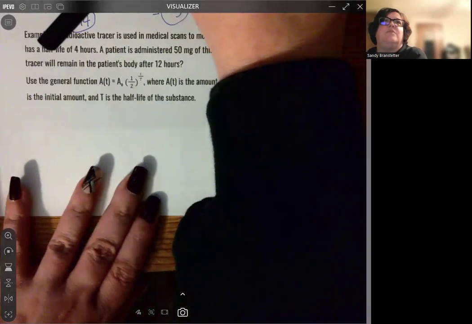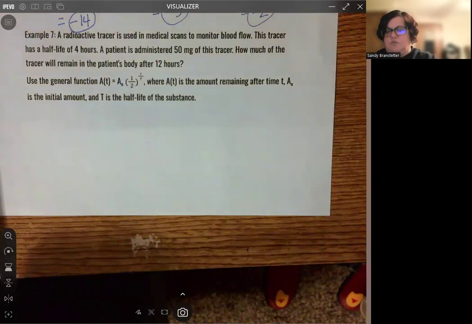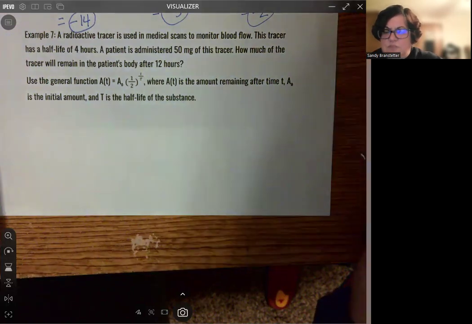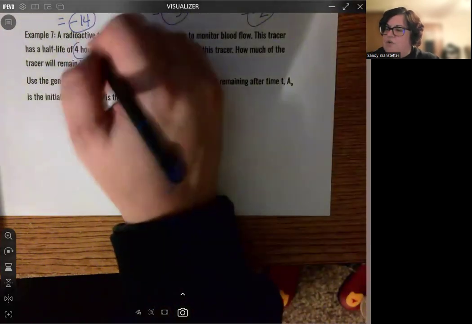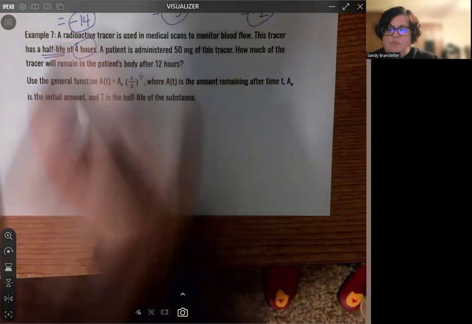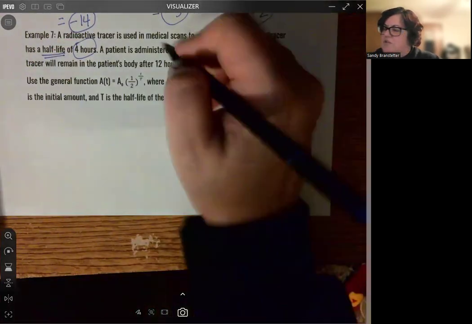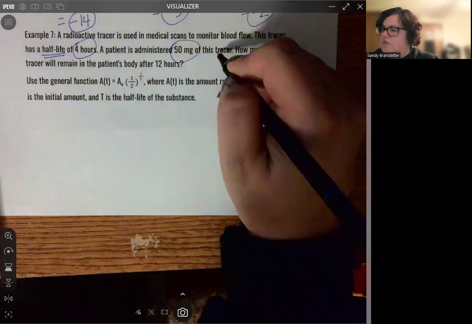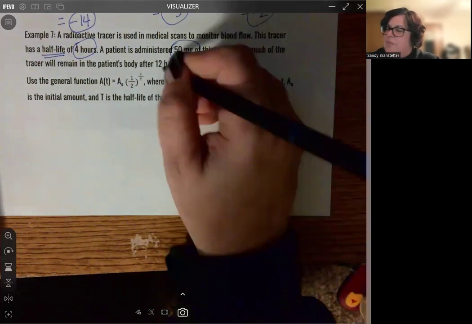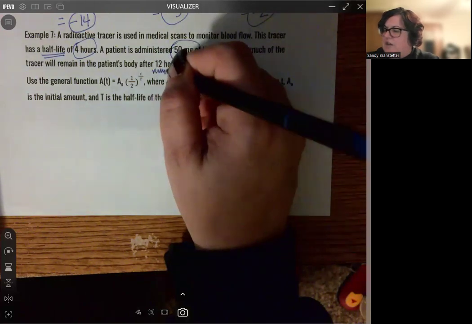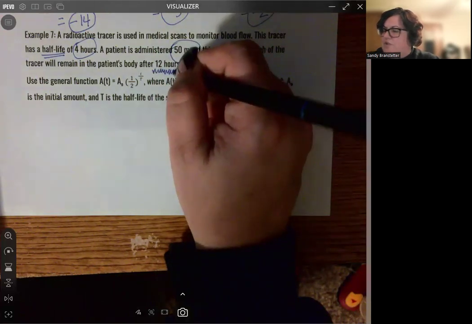All right, example 7 then is an application of exponential functions. It says a radioactive tracer is used in medical scans to monitor blood flow. The tracer has a half-life of 4 hours. A patient is administered 50 milligrams of the tracer. How much of the tracer will remain in the patient's body after 12 hours?